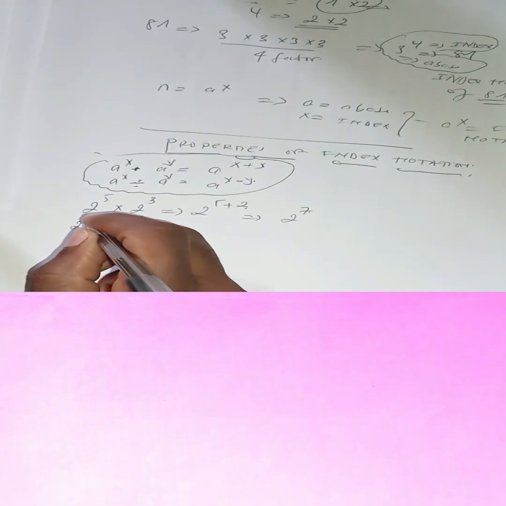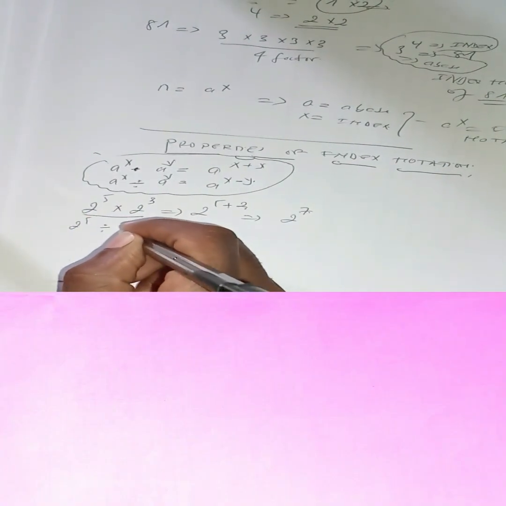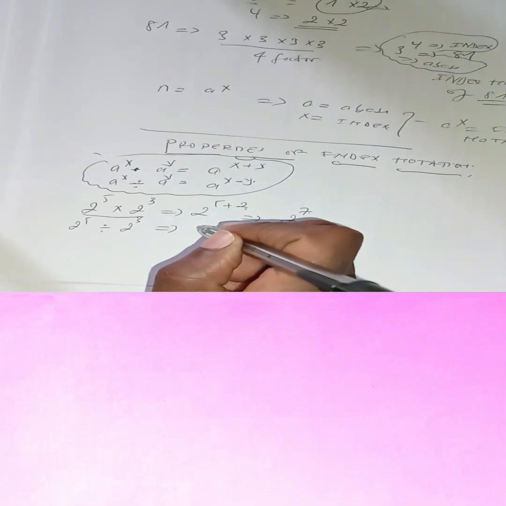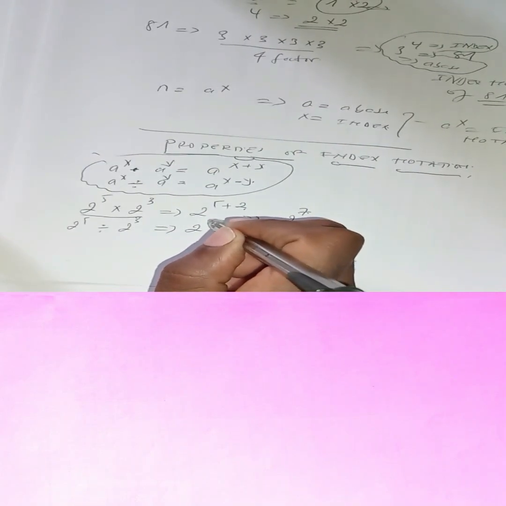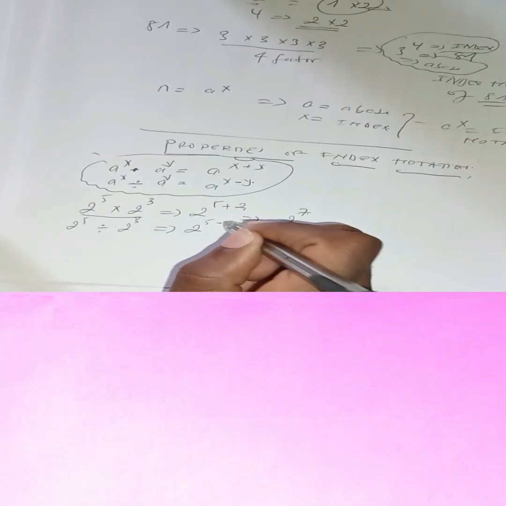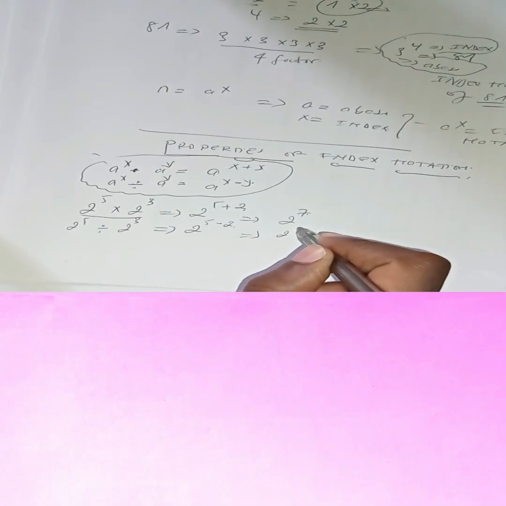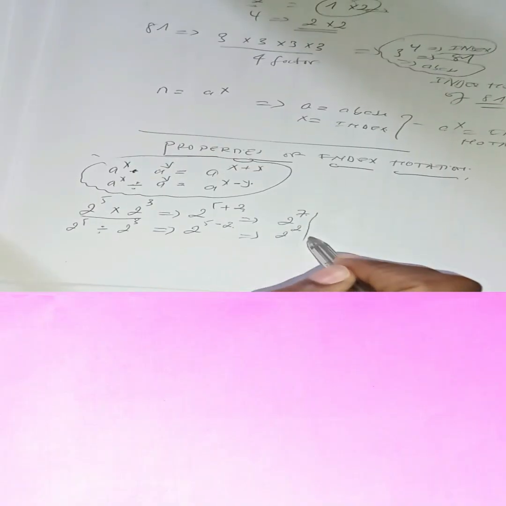But if it is division, for example if you have 2 power 5 divided by 2 power 3, we will have 2 power 5 minus 3, which are the powers, so we get 2 power 2.